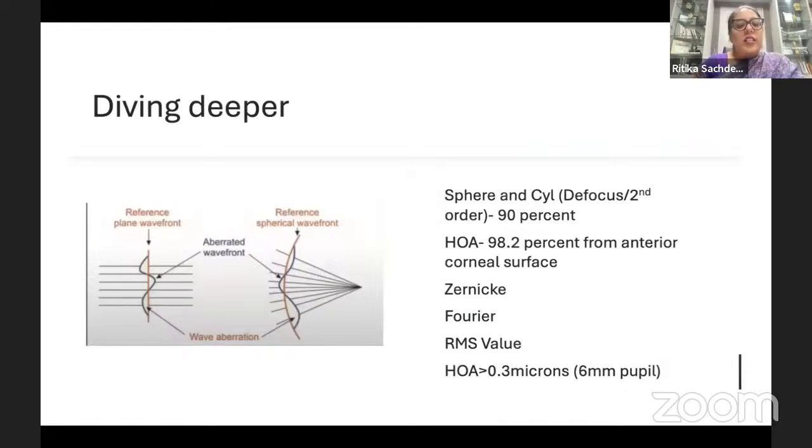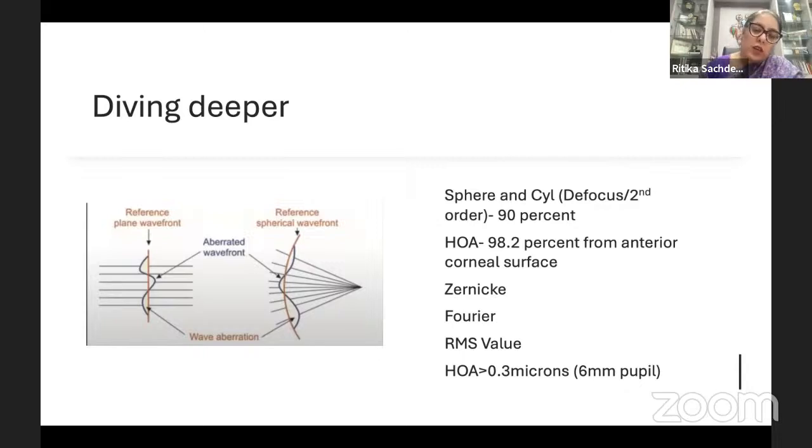Like I said, the sphere and the cylinder contribute to 90% of your blur. Okay, so if you use glasses, 90% of your visual quality, you will be more than able to compensate that blur. The higher order aberrations, which account for the remaining blur, 98.2% of it comes from the anterior corneal surface, and therefore the importance to the refractive and the corneal surgeon. I had mentioned that Zernike and Fourier are the 2 ways of depicting it. And it is also important when you depict the aberrations, you also mention the size of the pupil, because the greater the pupil size, the greater will be the aberrations. So there is a pupil size dependency on it.